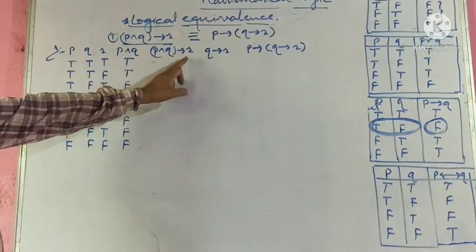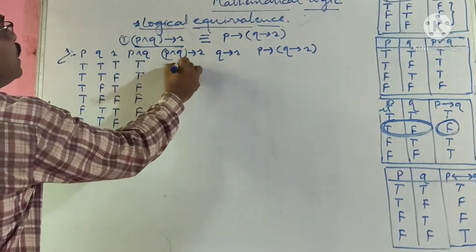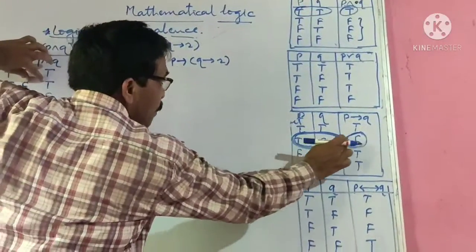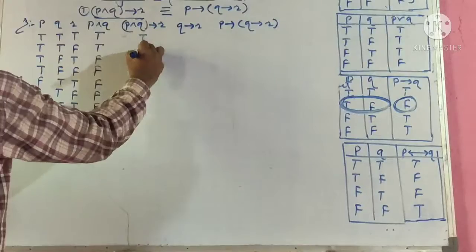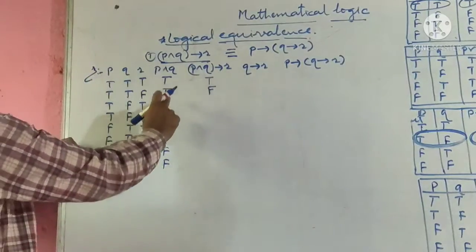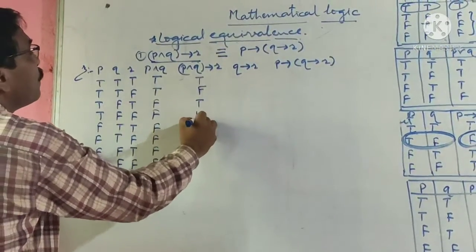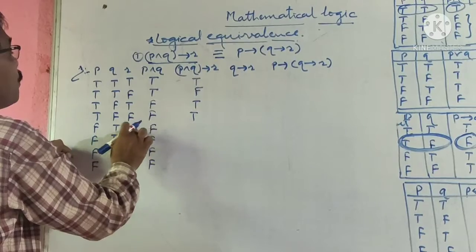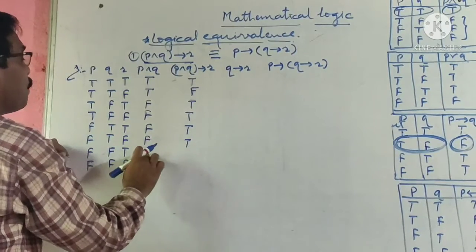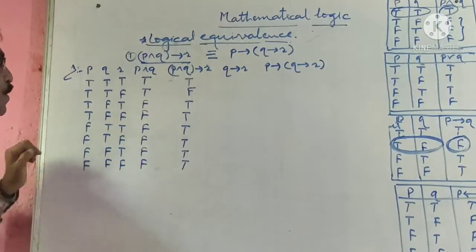Let us write P and Q implies R. So T implies T, T. T implies F, it is F. T implies F, F. Now F implies T, T. F implies F, T. F implies T, T. F implies F, T. F implies T, T. F implies F, it is also T.